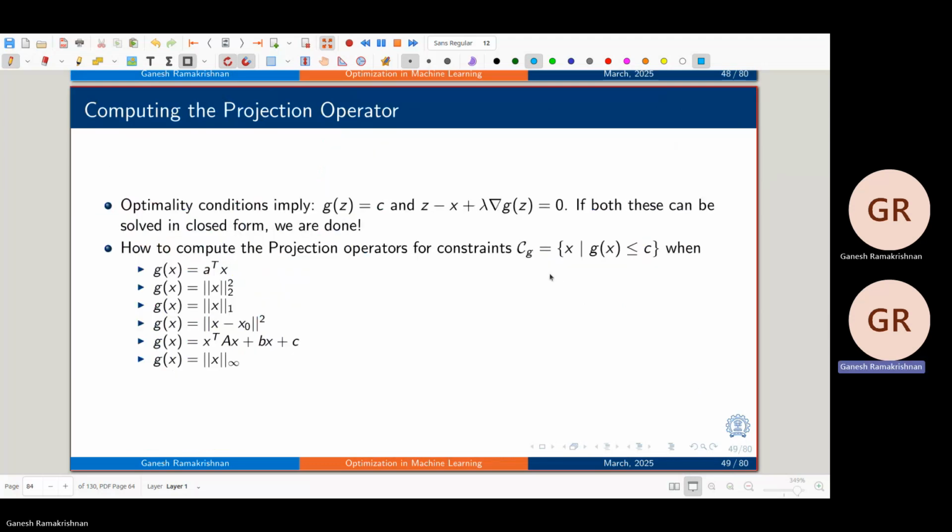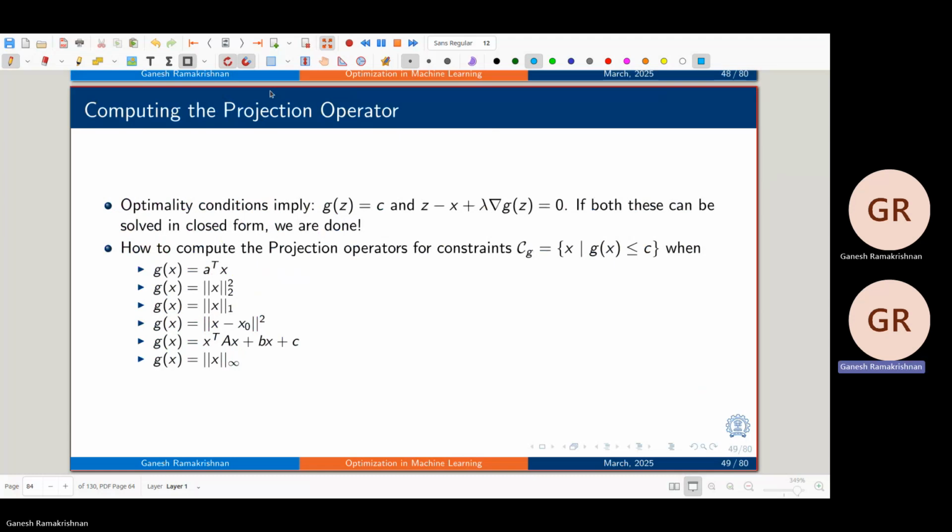So what I want you to do as homework, think about it. This, right? The optimality condition implies that g(z) equals c or 0 or whatever, I mean a constant, and z minus x plus lambda times the gradient of g(z) is 0, which means that they are in different directions. The gradient of f, which is the gradient of the z minus x norm square, right? I'm talking about this. This is my f.